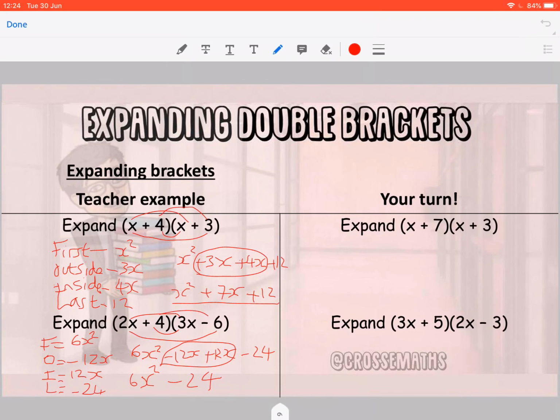Right then, so should be all done now, so I'm going to do exactly the same thing. What I'd like you to do though, once you get really confident, you can skip the FOIL step. That's fine, but you've got to get confident first.